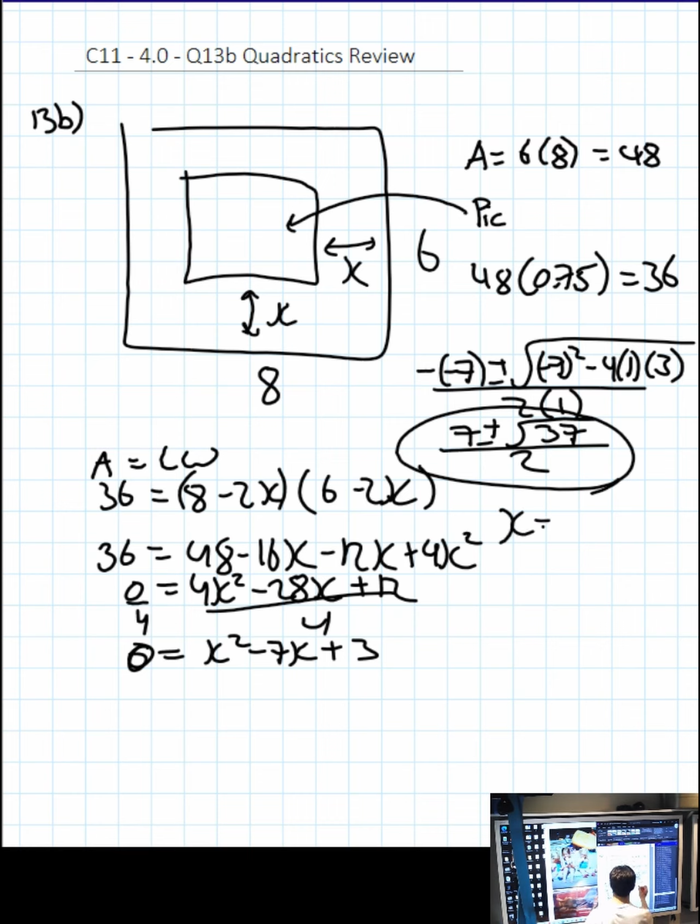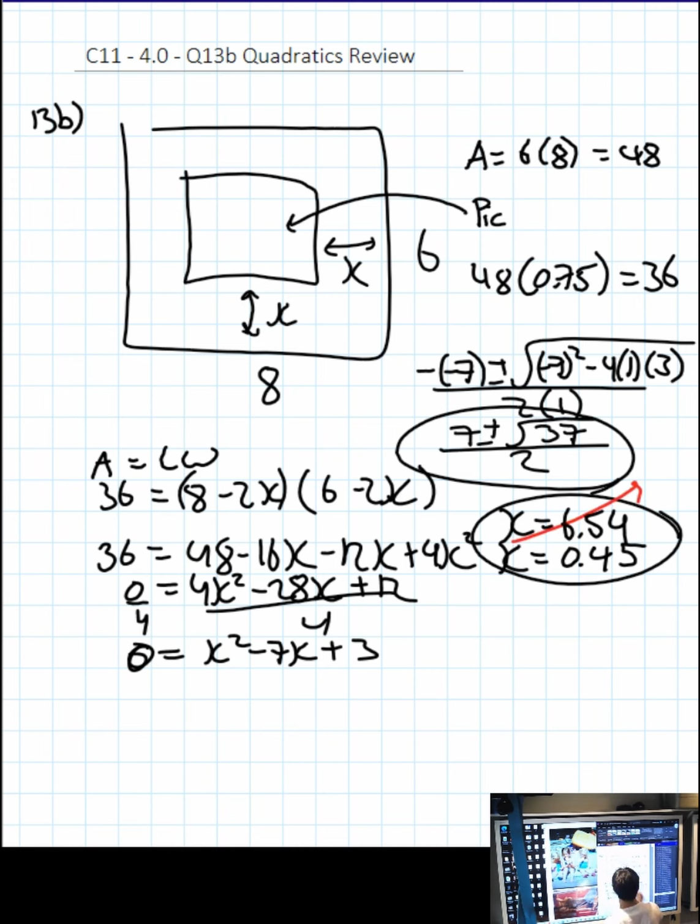x equals, so on my calculator, 7 plus root 37, enter, divided by 2, is 6.54. And x also equals, if I do the minus, 7 minus root 37, all divided by 2, we get 0.45. Let's circle both of our answers. So now we just want to check our answer. Because one of the lengths is 8, we can't have 6.54 twice on both sides. Let's reject 6.54, and let's summarize our answer.